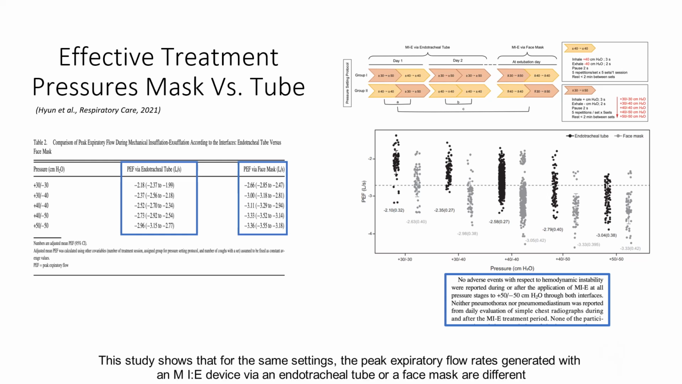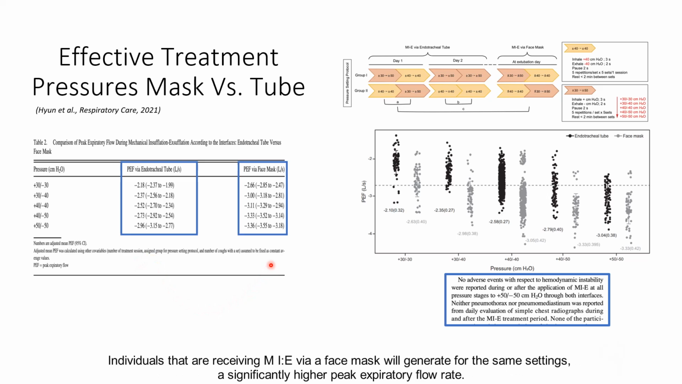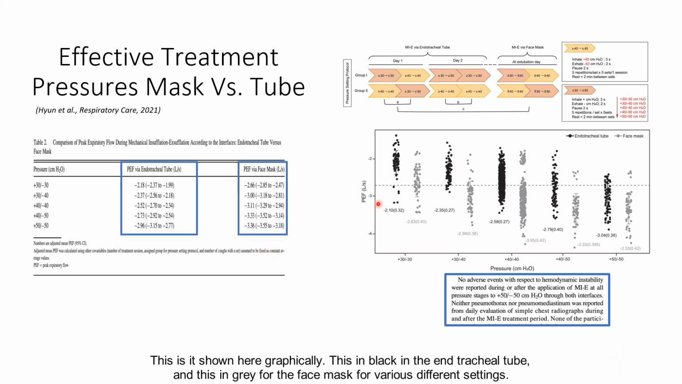This study shows that for the same settings, the peak expiratory flow rates generated with an MIE device via an endotracheal tube or a face mask are different. Individuals that are receiving MIE via a face mask will generate for the same settings a significantly higher peak expiratory flow rate. This is shown here graphically.